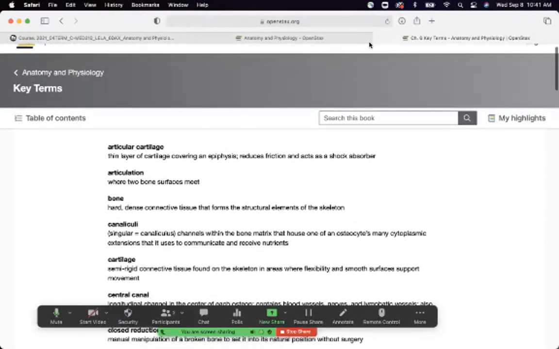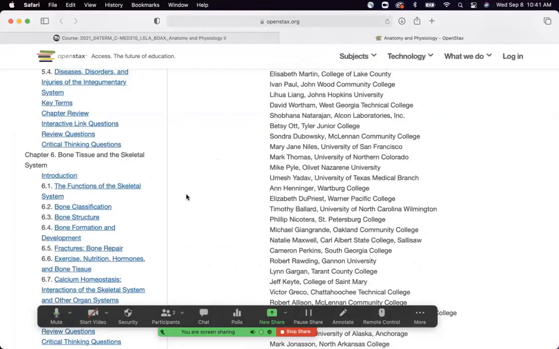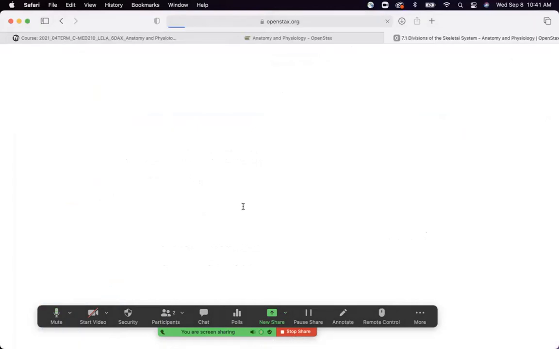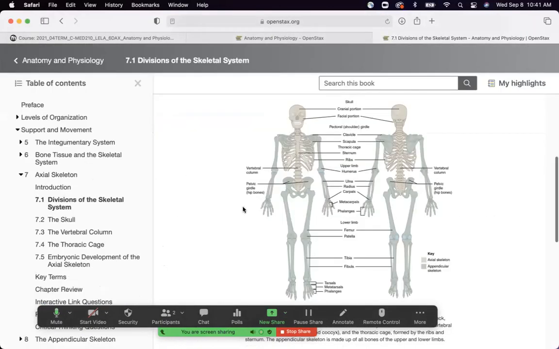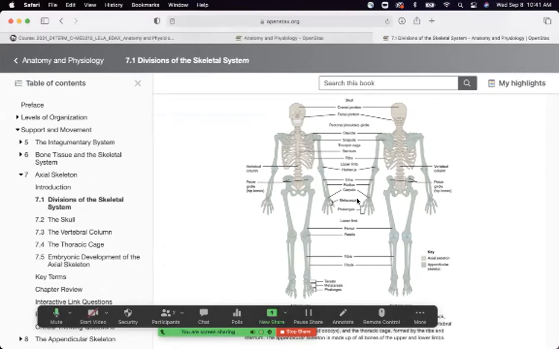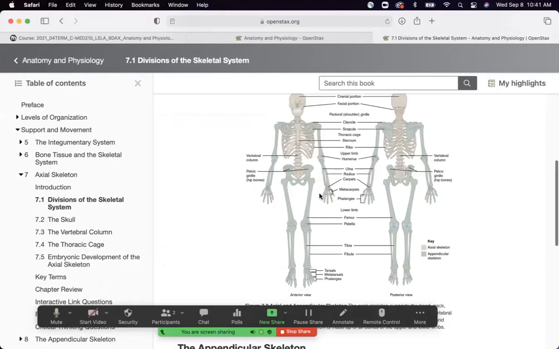All right. We are done with chapter 6. Let us now go to chapter 7 and the divisions of the skeleton. And this is a nice picture. Look through it. I'm not going to go over each and every one now, but you got to know it.